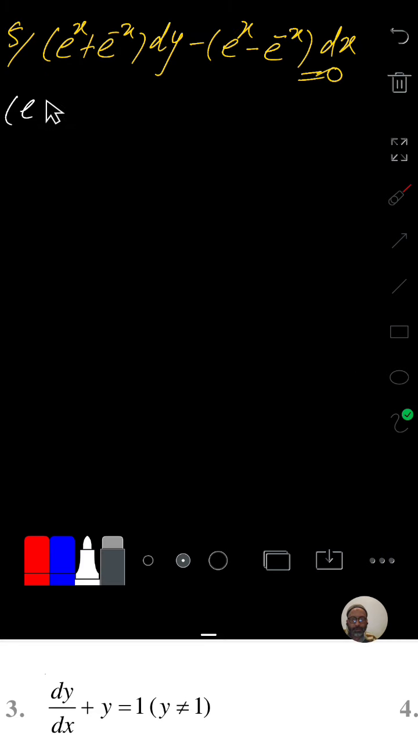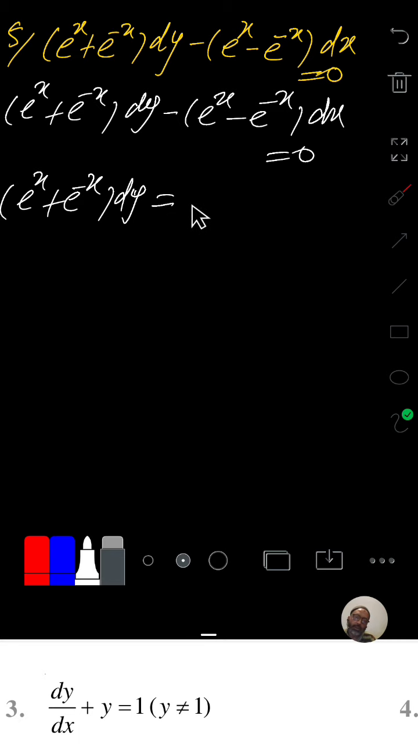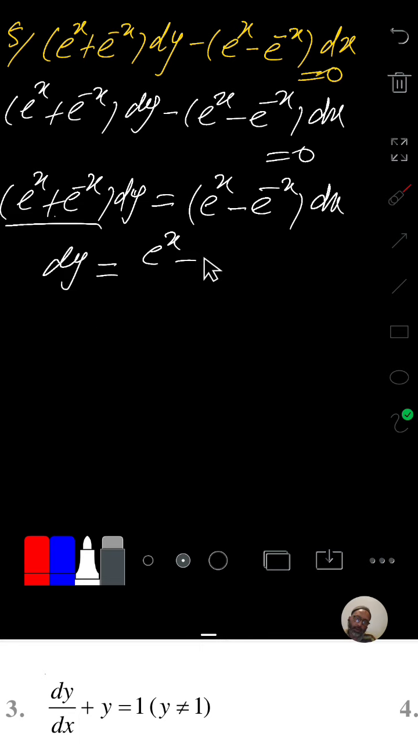So the fifth one is e raised to the power x plus e raised to the power minus x dy minus e raised to the power x minus e raised to the power minus x dx is equal to 0. Transposing this term to right hand side, we get on the left e raised to the power x plus e raised to the power minus x dy. On the right hand side, we get e raised to the power x minus e raised to the power minus x dx. Transposing this bracket to right hand side, we get dy is equal to e raised to the power x minus e raised to the power minus x upon e raised to the power x plus e raised to the power minus x.